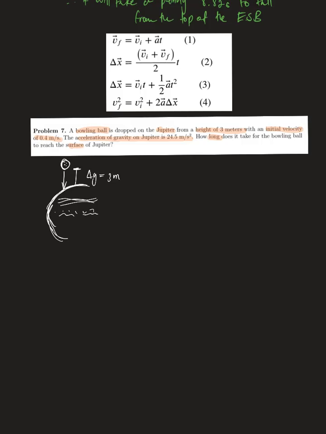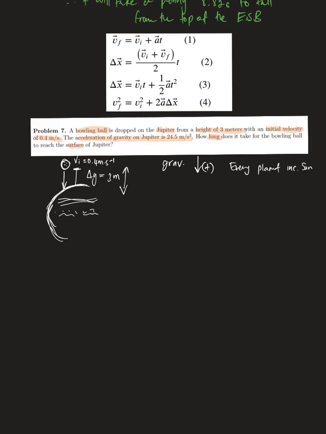Now we know about gravity. Gravity is down is positive value. So it's dropped from 3 meters, which is that distance over there, with an initial velocity. So when it starts, V initial is 0.4 meters per second, like that.